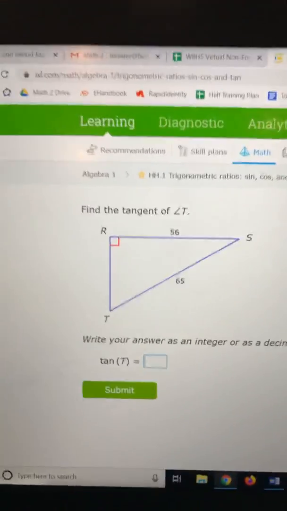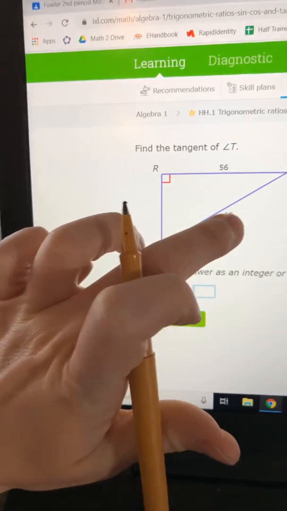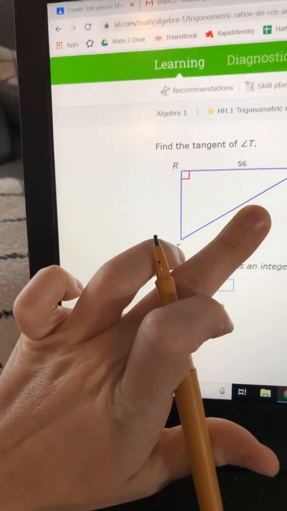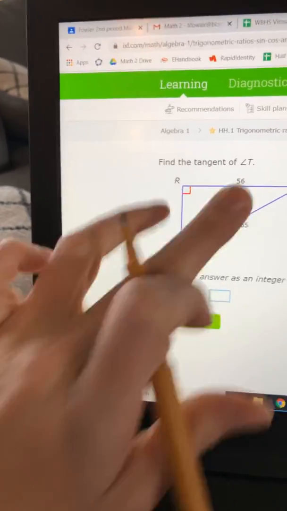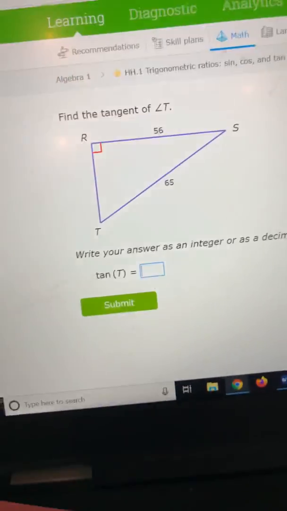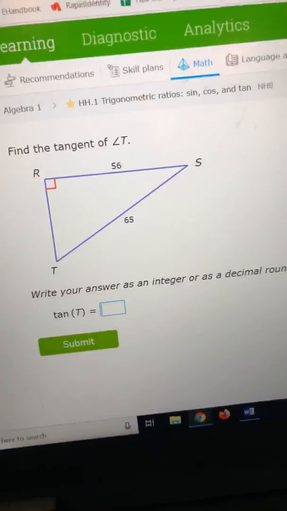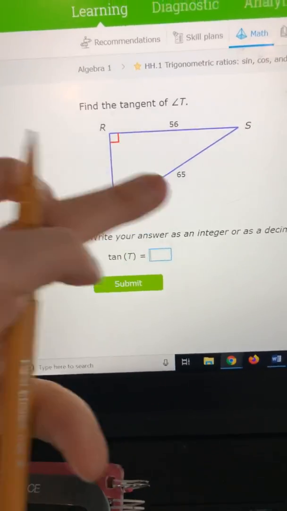Okay, this one, we want tangent of angle T. So hypotenuse is here. We don't need him for tangent. Tangent is opposite over adjacent. So opposite adjacent, we're missing this guy. So we're going to use the Pythagorean theorem to find him first. So if we're missing a side that's not the hypotenuse, we'll subtract the squares of these guys and take the square root. So the biggest one goes first.